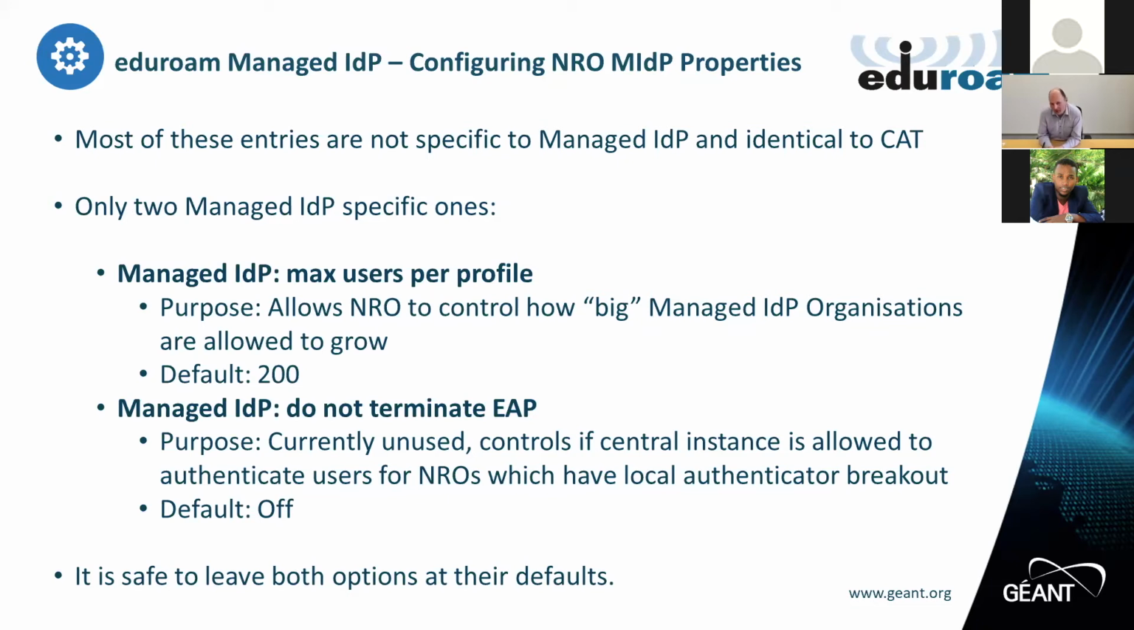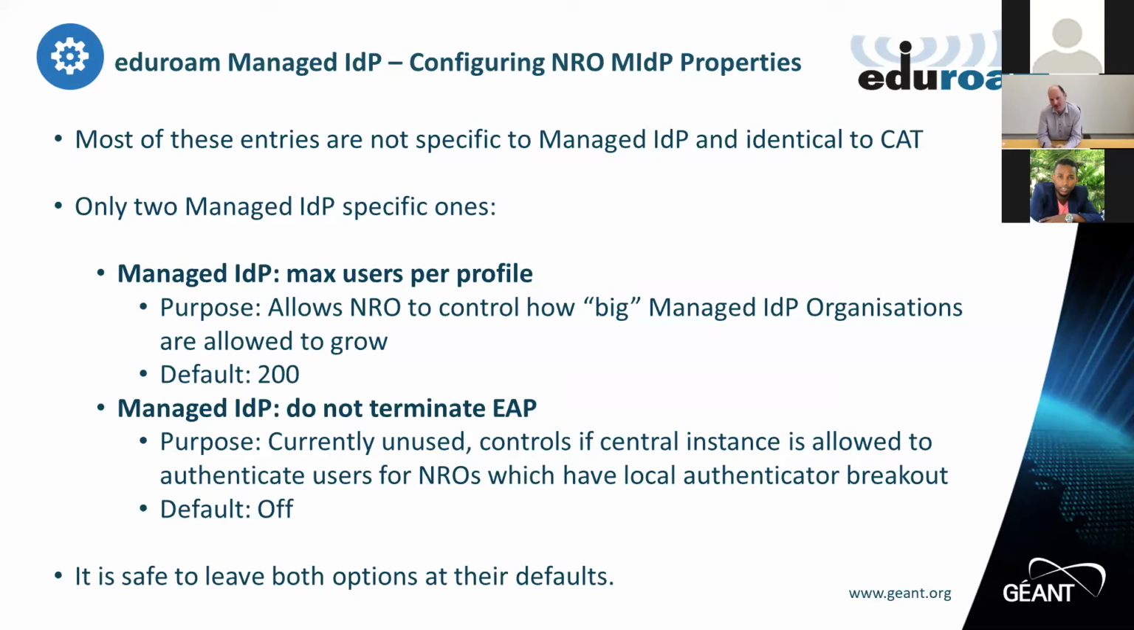And one of those is the maximum users per profile setting. So this basically allows you as the NRO to control how many users a managed IDP is allowed to have. I've always been talking about 200, also in my previous slides. That's the default we use if you don't specify a number here. But if you say everybody who is bigger than 50 users has to use their own radius server, and I don't want anybody who's bigger than that to use managed IDP, you can set this to 50. If you're more confident and say it's 300, it's 300. We have no limits here.